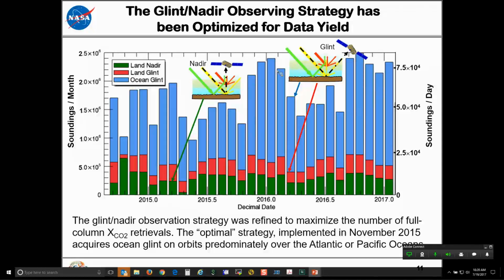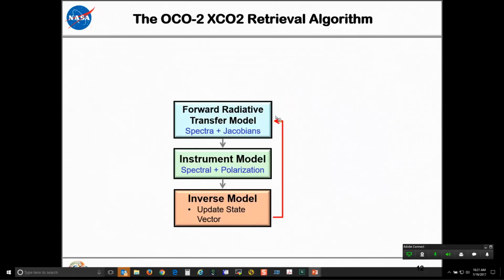Finally, in November of 2015, we got to this mode where we alternate on every alternate orbit between glint and nadir when flying over regions that include land and ocean, but over regions that include only ocean, such as the Pacific and Atlantic Oceans, we stay in glint mode. So we're getting a higher quantity of data. The new product that we're generating actually passes quite a bit more data than this, so we'll have to see what that actually turns out to be. But about 10% of the data in general are cloud-free enough to retrieve XCO2.